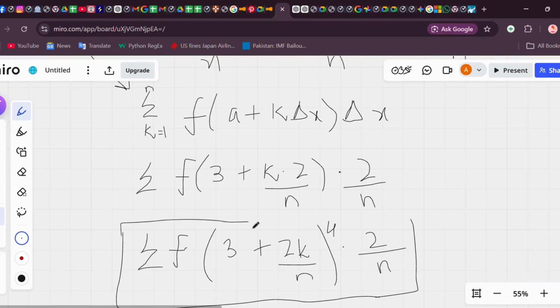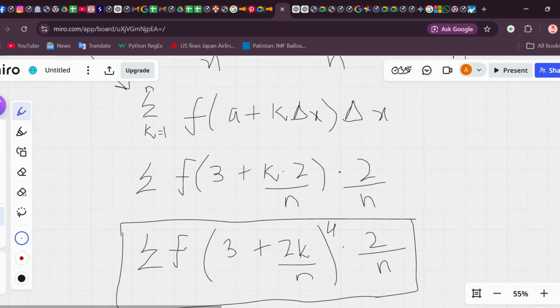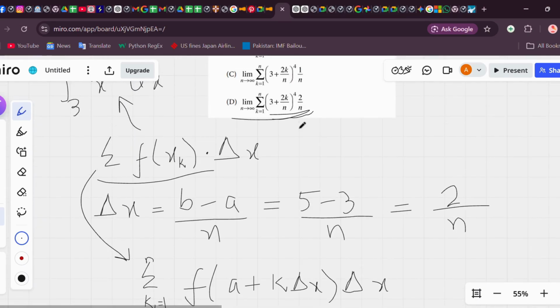Now if you look at it, the summation of the function of 3 plus 2k over n to the power 4, times 2 over n. Now look at this, it looks alike. So part D is the answer to question number 8.